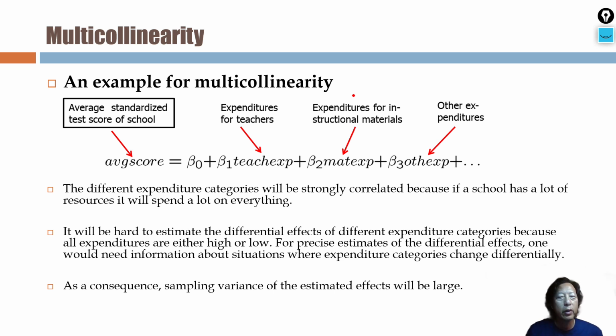Okay, this is the average score, and then the expenditure for the teacher, the expenditure for the instructional material, and other expenditures, and so on. So this is all money, right? How much money we spend. Actually, if the school has a lot of money, they will spend more money on the teachers, more on the material, and more on other expenditures. So mostly these three spending categories will be highly correlated.